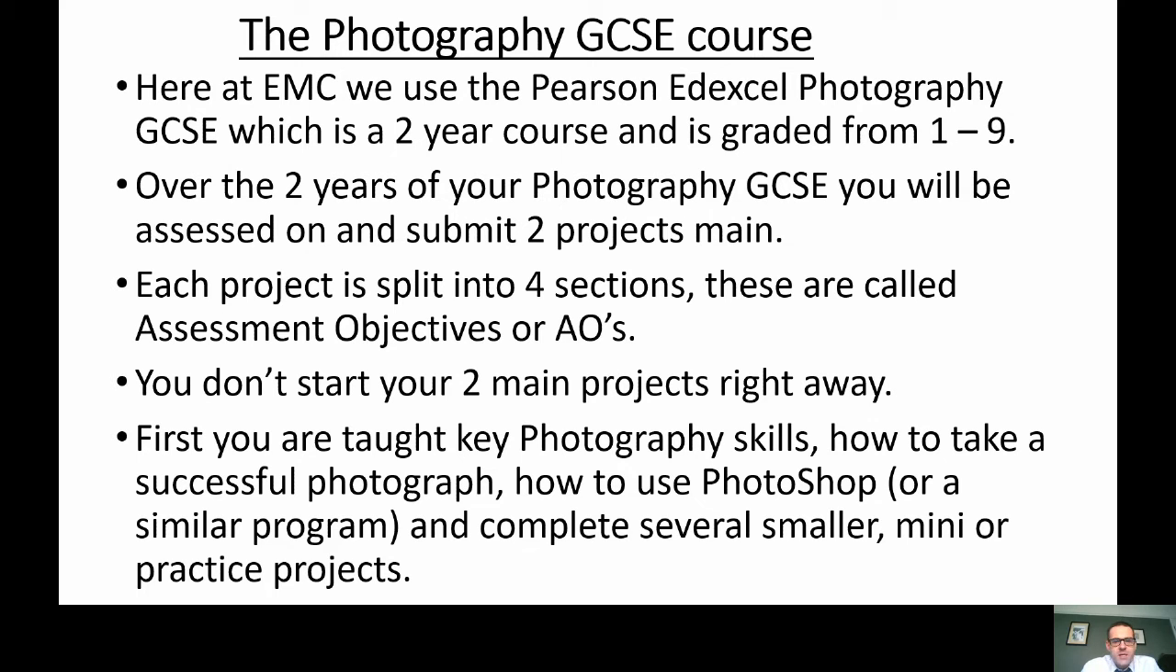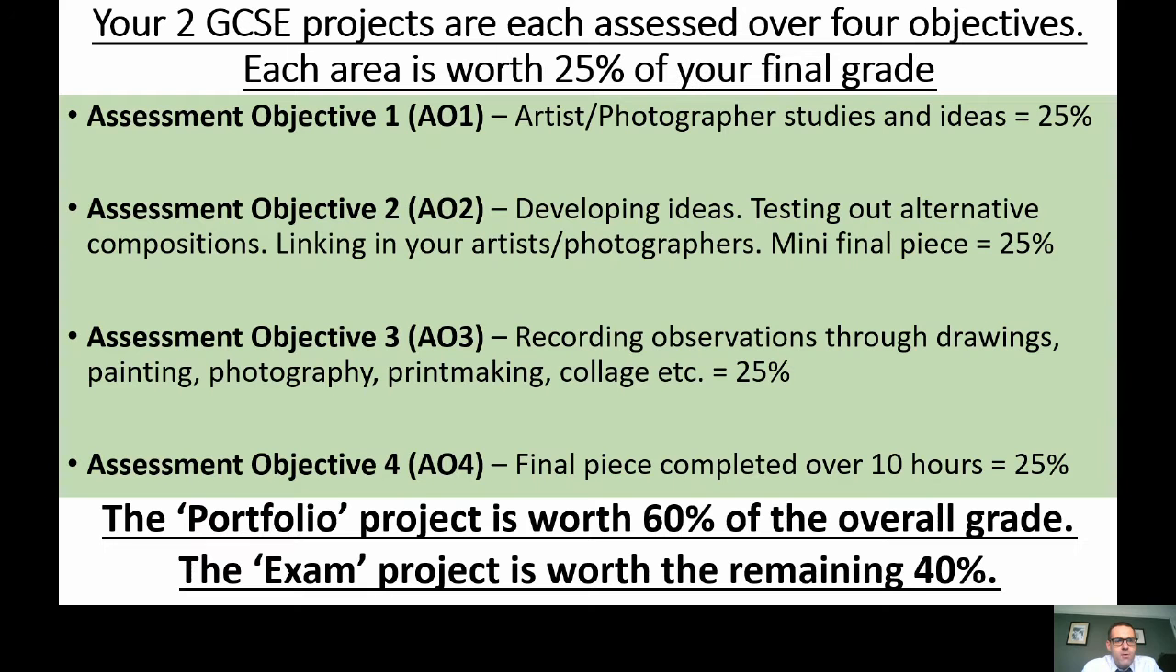Each project is split into 4 sections. These are called assessment objectives, or AOs. You don't start with your 2 main projects right away. Firstly, you're taught key photography skills, how to take a successful photograph, how to use Photoshop and other similar editing software, and you'll complete several smaller mini projects as you go along.